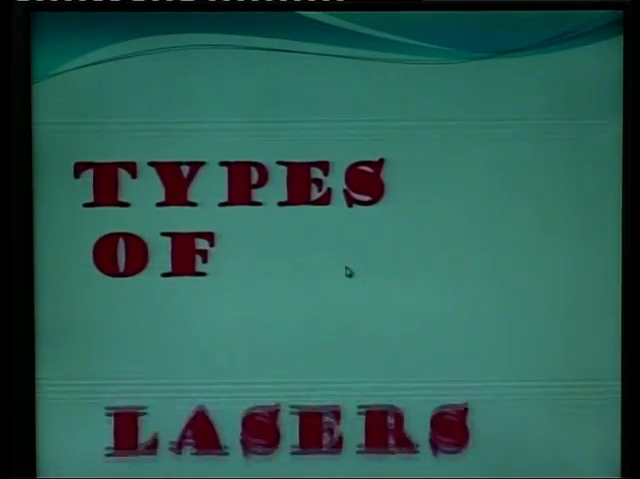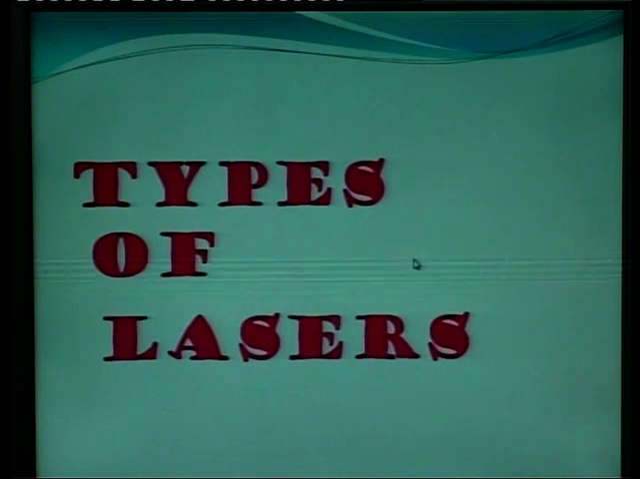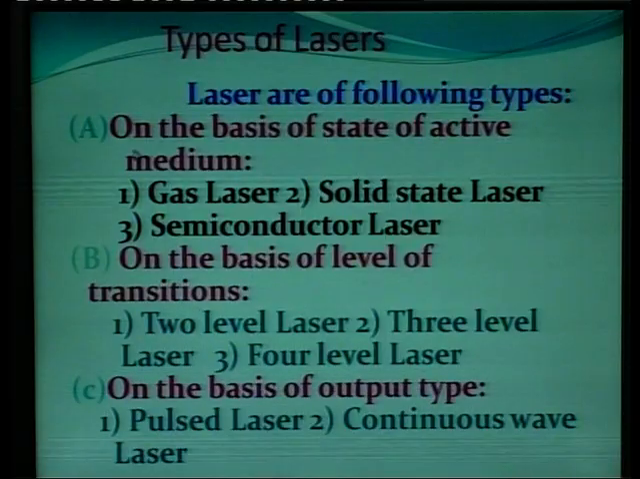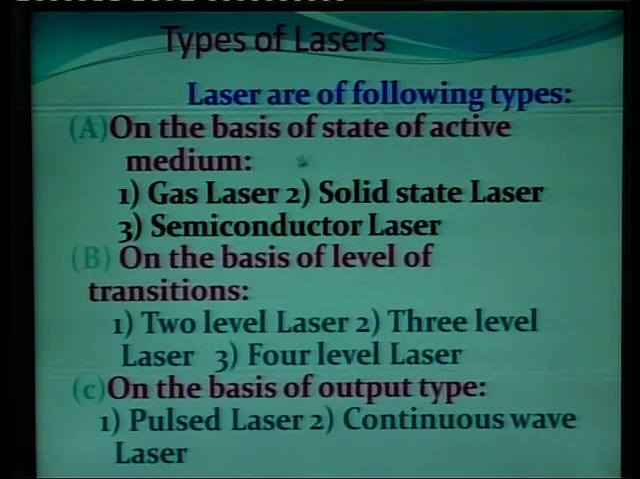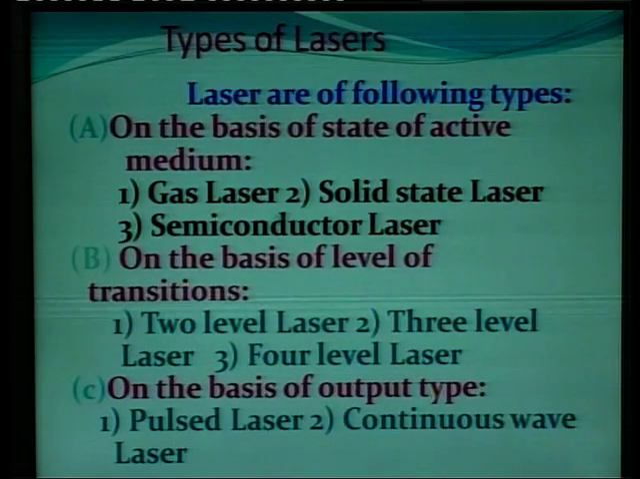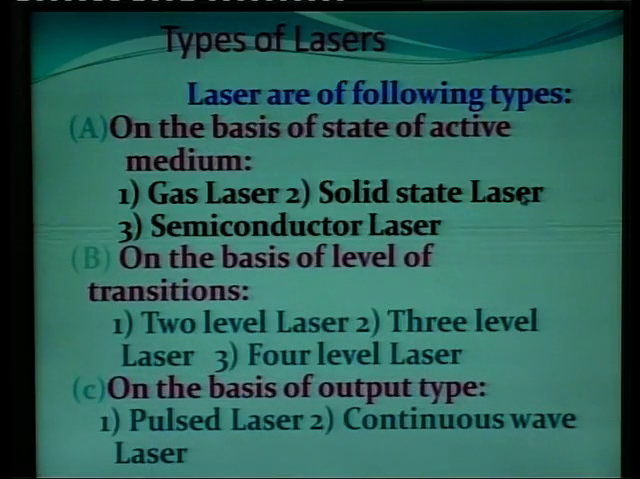Now next let's start with different types of lasers. What are different types of laser? So lasers can be classified in different manners. They can be classified on the basis of state of active medium. That means on the type of medium, gain medium, active medium we are using, we can classify the laser. It can be a gas laser. If medium is gas, then it will be gas laser. If medium is semiconductor, it will be semiconductor laser. If medium is a solid, then it will be a solid state laser. So according to the medium used, we can classify laser as gas laser, solid state laser or semiconductor laser.